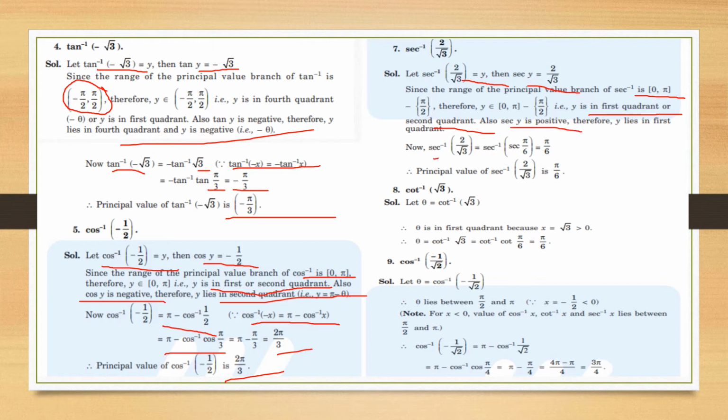So secant inverse 2 by root 3 is secant inverse of secant pi by 6. So pi by 6 is my required principal value. Next is cot inverse root 3. So let theta be cot inverse root 3.